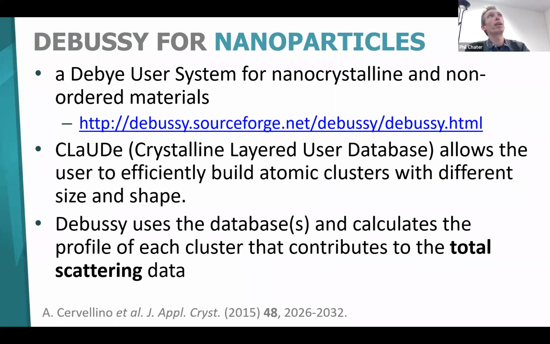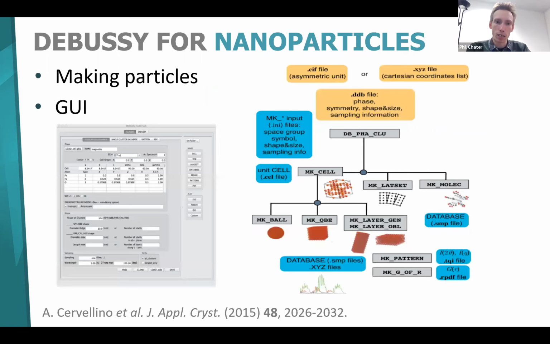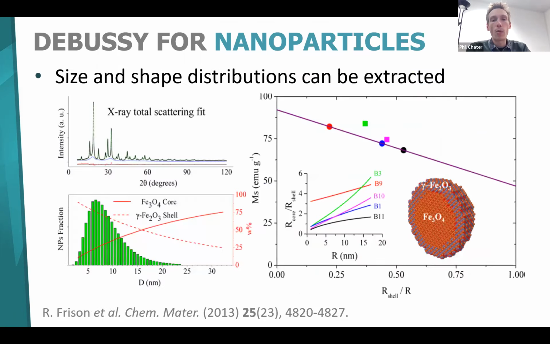You don't just need to model nanoparticles as if they're bulk. You can get quite a lot of information about nanoparticles by doing, again, slightly more complicated analysis. Fortunately, there are packages for it. This one's called the BUSI. Just very quickly, this is how it's laid out. There is a GUI for doing this. When you do this type of analysis, you can get the size and shape distribution of the nanoparticles.